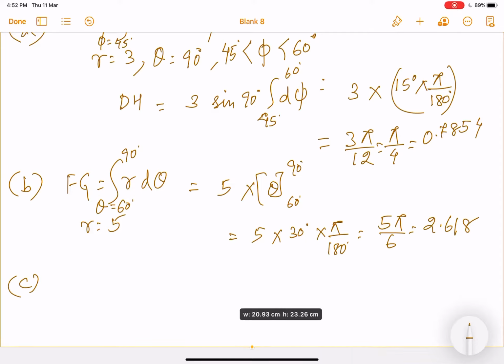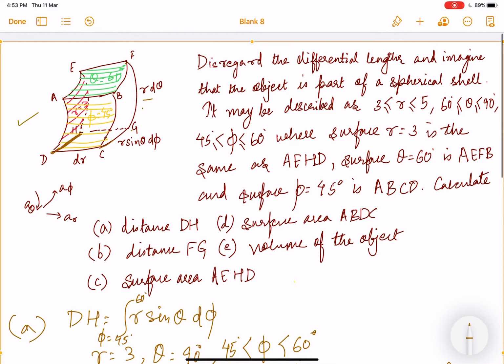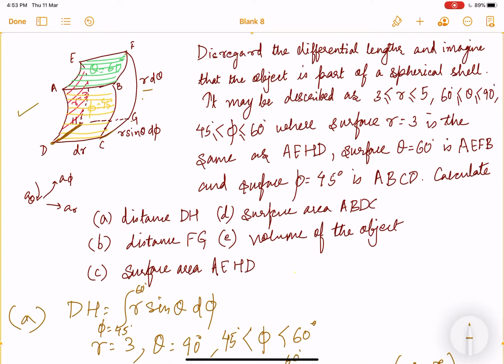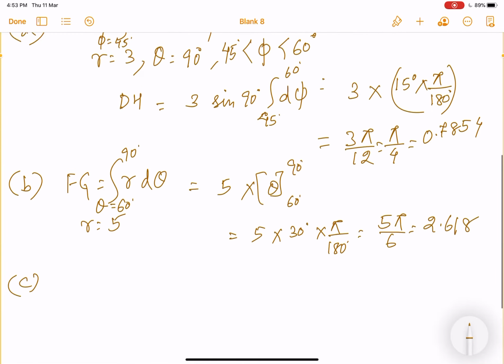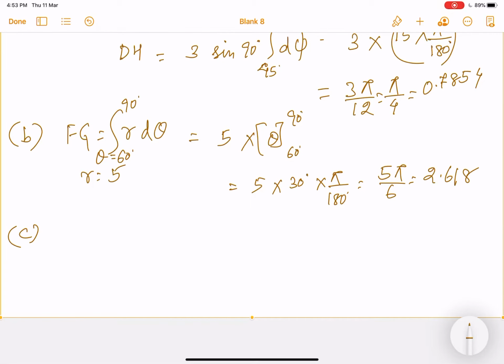Then what does the next question say? Next question says surface area AEHD, which is already defined as R is equal to 3. Over here, R is fixed. And what is the surface element? This is R sine theta d phi into R d theta. I got to multiply these two in order to take out my area. Area AEHD will be R sine theta d phi multiplied by R d theta.